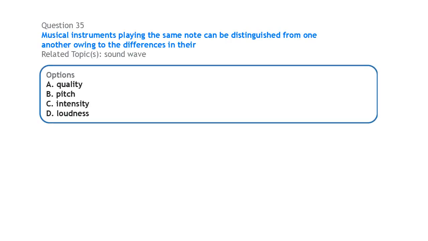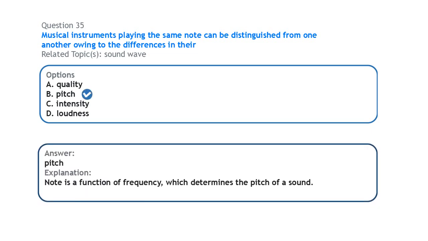Next, on sound waves, musical instruments playing the same notes can be distinguished from one another owing to the differences in pitch. Note is a function of frequency, and the frequency determines the pitch of the sound. So the difference in the pitch can be used to distinguish the musical instruments even if they are used to play the same note. The pitch of those instruments can be used as a criterion to differentiate between the musical instruments.